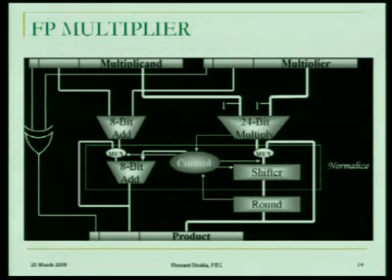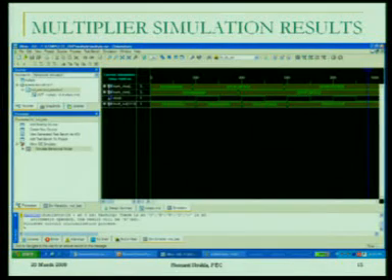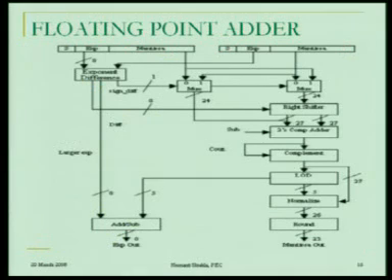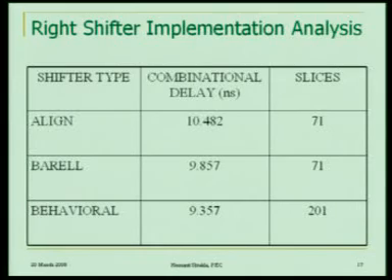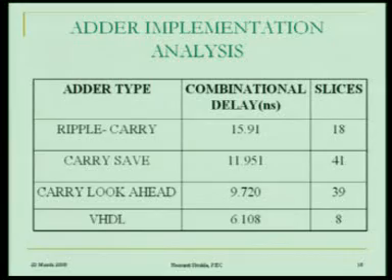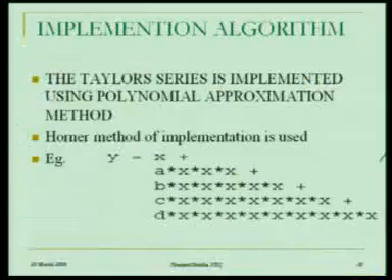This is the multiplier I have designed. These are the results for the multiplier. This is the floating point adder I have designed. This was done using three types: align, barrel, and behavioral modeling. I have designed all three types and you can see the results there. Then these are the types of adder which I have used. These are the results of the adder.